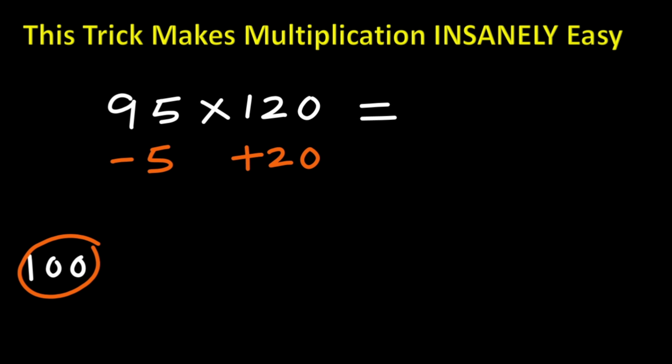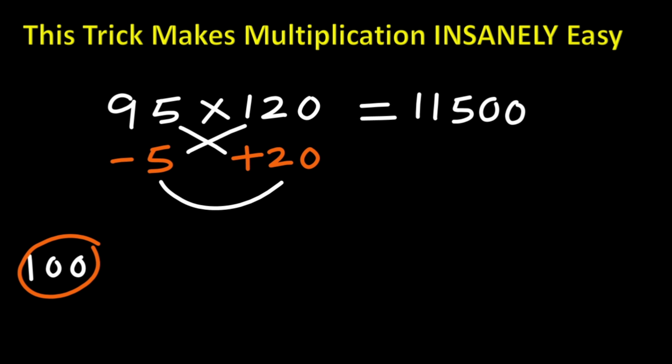Now, we look at the numbers diagonally. So 120 minus 5. So it's 115. Or you can look this way. 95 plus 20 is also 115. Right? Now, like the previous question, we add two zeros at the end. And now you're gonna multiply these two numbers. So 20 times minus 5, that's gonna be minus 100, right? 20 times 5 is 100. So you just put minus 100.